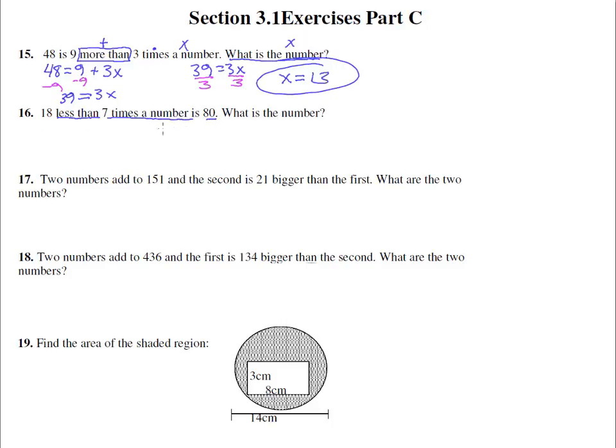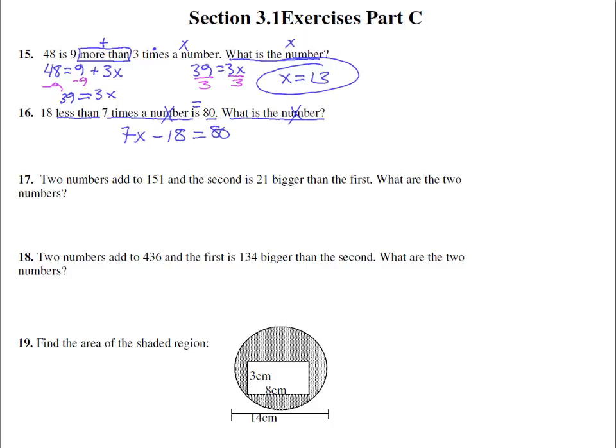Number 16, we have 18 less than 7 times a number is 80. There's our data. Those are the numbers. And again, what is the number? Let's pick a variable. Well, x is a really common one, so let's do that x right here. So we've got 7 times a number. Now notice it doesn't say 18 subtract 7 times a number. It says 18 less than, which means we're starting at 7x and then we subtract 18. This is how you have 18 less than something, is when you subtract it.